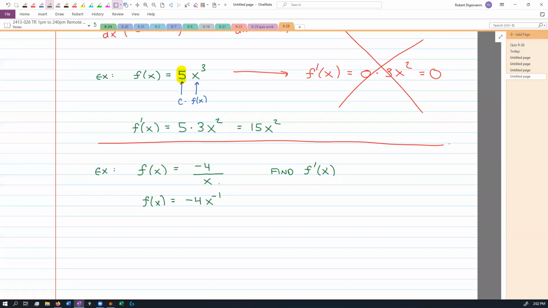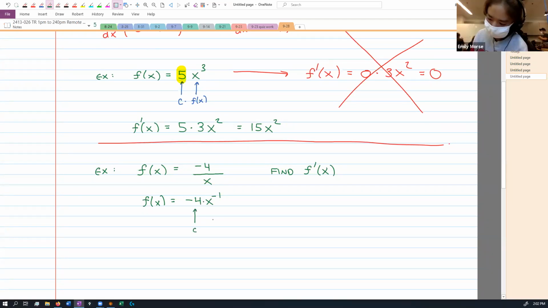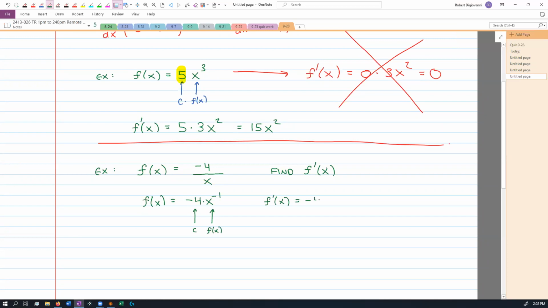And now you have a constant in front, don't you? So it'd be -4, and then you would do that constant thing for it. So it's like -1x, and then -1 -1. There you go. Exactly. Perfect.